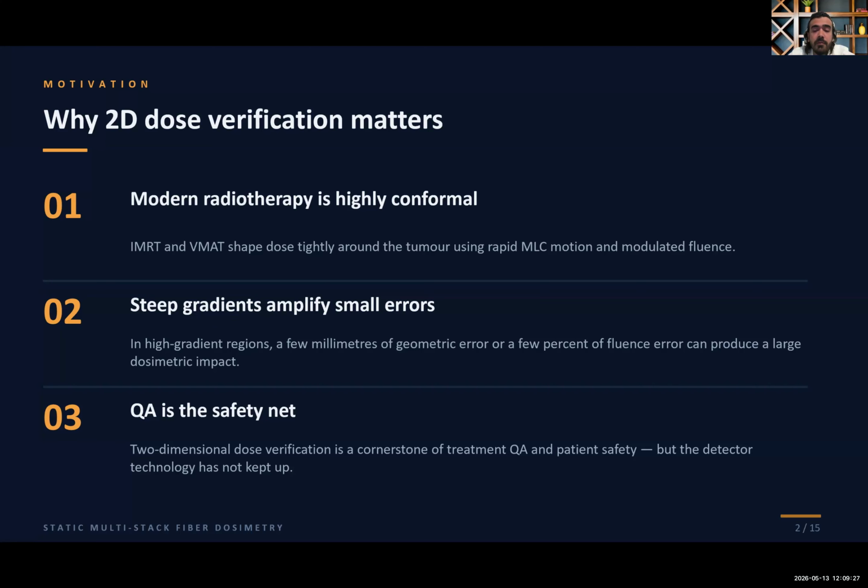So this is why pre-treatment 2D dose verification exists. It is a safety net between planning and delivery, and it is the reason every modulated plan gets measured on a phantom before the first fraction. The principle is well established. The problem is that the detector technology we rely on for this verification has not really kept pace with the complexity of what we are trying to verify. This is the gap we will look at on the next slide.